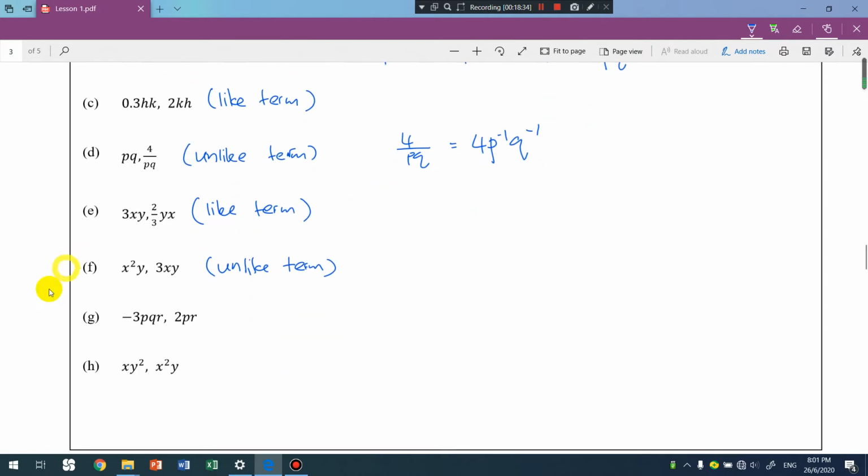Okay, let's go to G. -3 PQR. So -3, don't focus on them, it's not important. PQR, this is PR. This is PR, this is PQR. Here we have a Q, here we don't have a Q. So they are unlike terms. Okay, how about the last one?